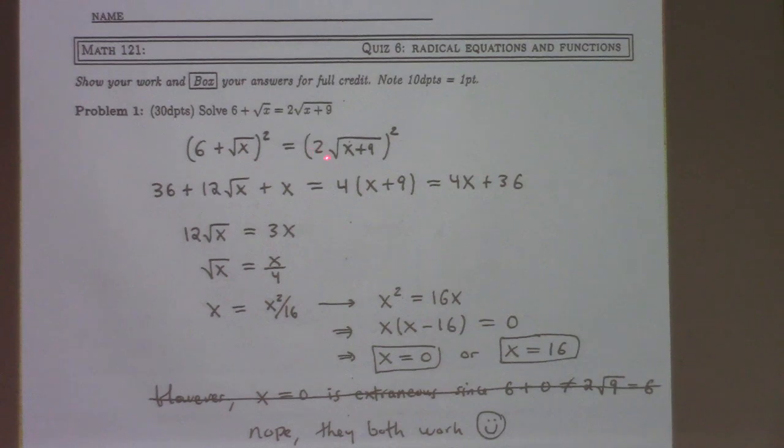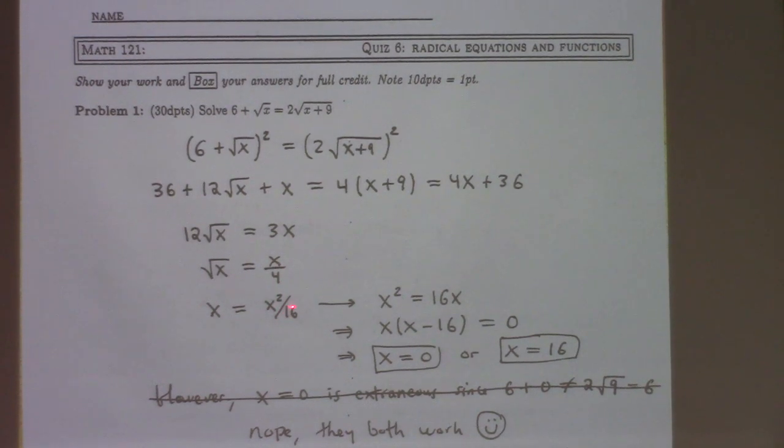On the other side, 2 squared is 4, and the square root of x plus 9 squared is just x plus 9. Multiplying that out gives me 4x plus 36, but you notice I've got a 36 over here as well, so they cancel. Solving for 12 root x, x minus 4x gives me 3x. Then I divided by 12, and 3 over 12 is 1 over 4. And then I squared both sides, which gave me x over x is equal to x squared over 16.